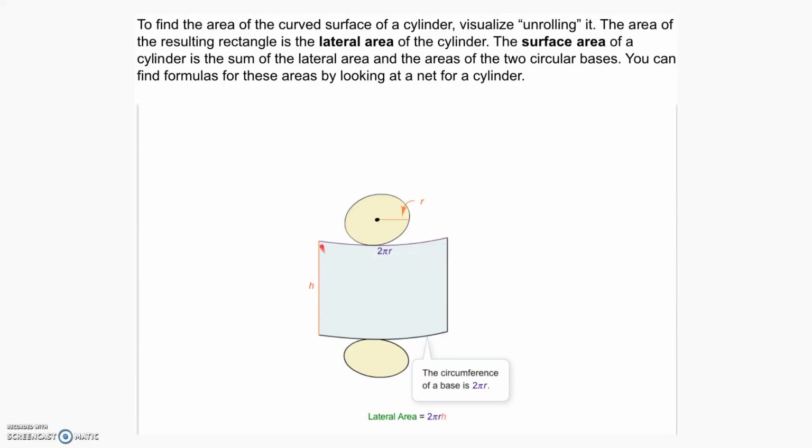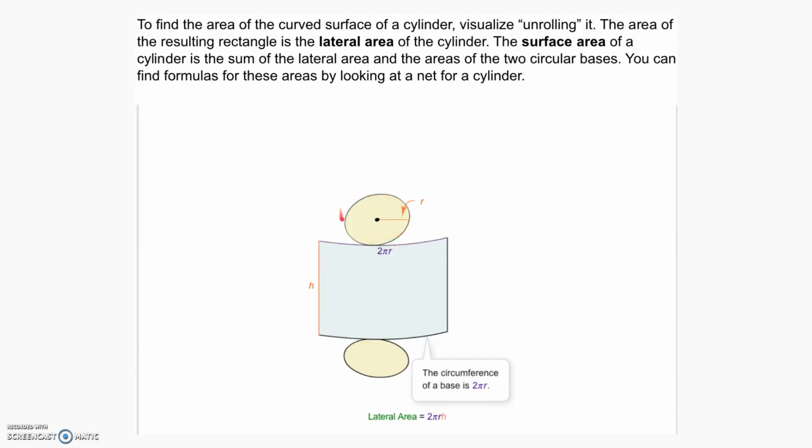The shape that you'd get would actually be a rectangle. Right? So they're kind of showing mostly curling this all the way out. And by the way, this is another animation in the textbook, which I highly recommend you check out. So if we rolled this out, we'd get a rectangle as the lateral area, which would have a length of 2 pi r.